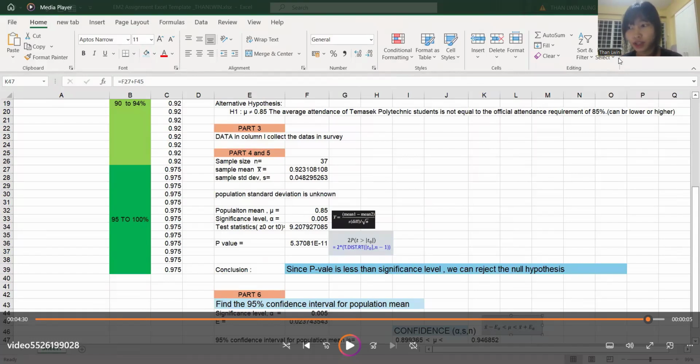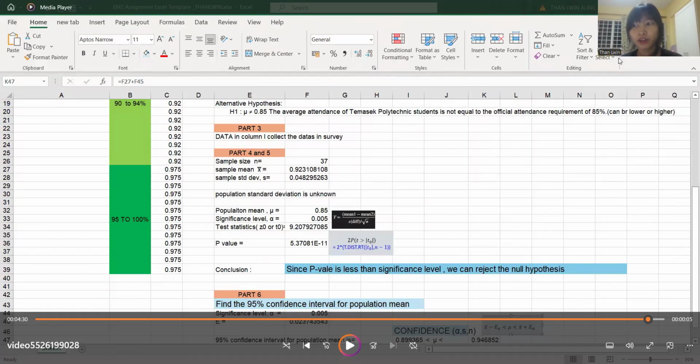For this project, I chose a claim from the Dimaza Polytechnic Handbook, which states that DB students are required to maintain at least 85% of attendance for each subject. And so the population mean in attendance, according to this claim, is mu equal to 0.85, or 85%. So 0.85 is the decimal form of 85%. So these are the same value.